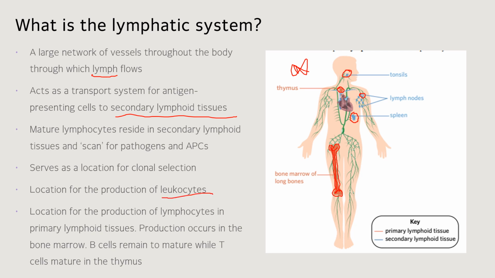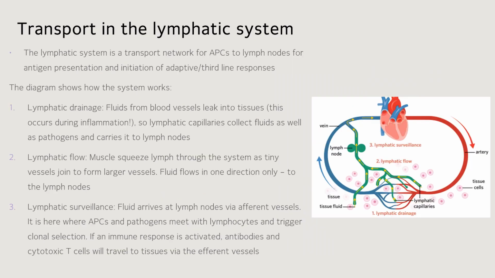So you need to know the two different types of primary lymphoid tissues, what happens there, and you also need to understand what the secondary lymphoid tissues are with a few examples, and also understand what's happening in them as well. So this is just a good to know, not a need to know. It's just how the lymphatic system works.